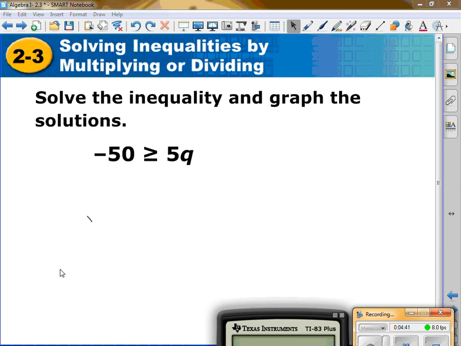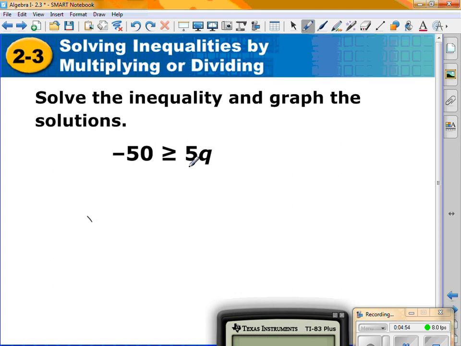What do I need to do in order to solve this problem? Why divide by 5? What's being multiplied by 5? The q, the variable. So divide by 5, divide by 5, divide by 5. Negative 10 greater than or equal to q. Now I can graph it as is.